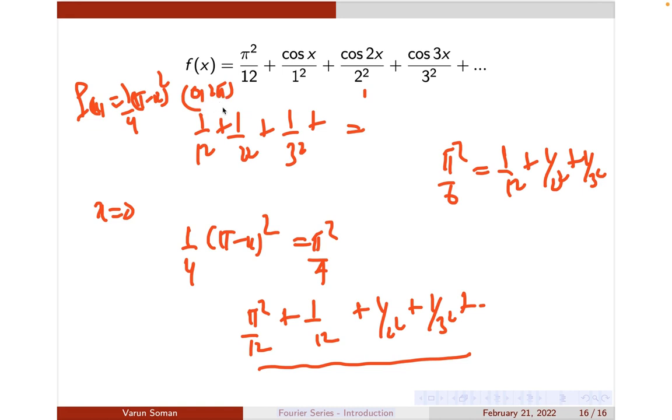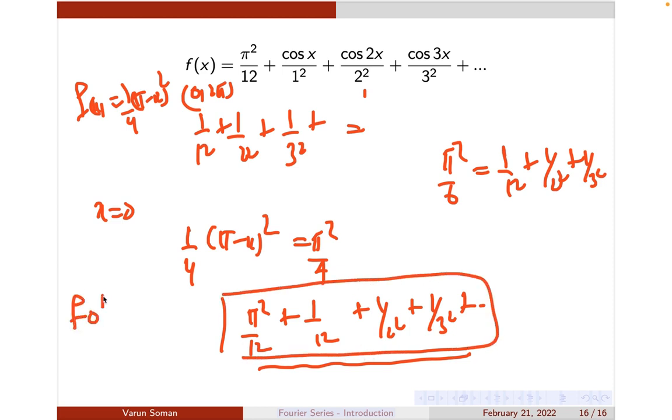Okay, so you have this infinite series when x is equal to 0 should converge to the average of f of 0 plus f of 2 pi by 2, because it is the average of the right hand limit at 0 and the left hand limit at 2 pi. So what's the right hand limit at 0? F of 0 in this case is actually pi square by 4.